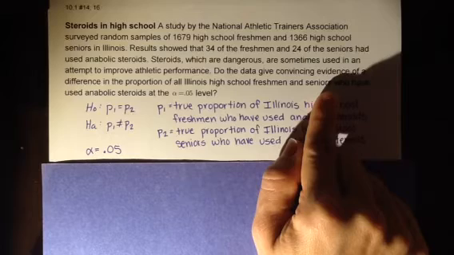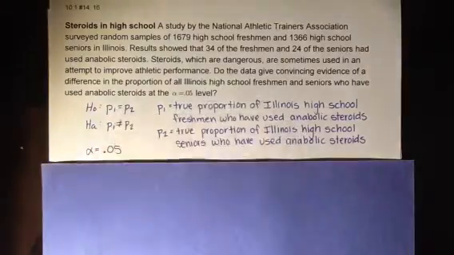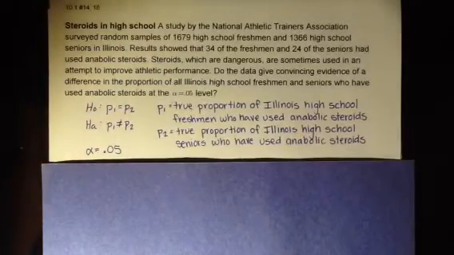And for a test of significance, we always have to start by stating our null and alternative hypotheses. So I made my null hypothesis P1 equal to P2, and my alternative P1 is not equal to P2. Now I know this is a little different than what you're seeing in your book. In the book, a lot of times it'll say P1 minus P2 is equal to 0, and then P1 minus P2 is not equal to 0.